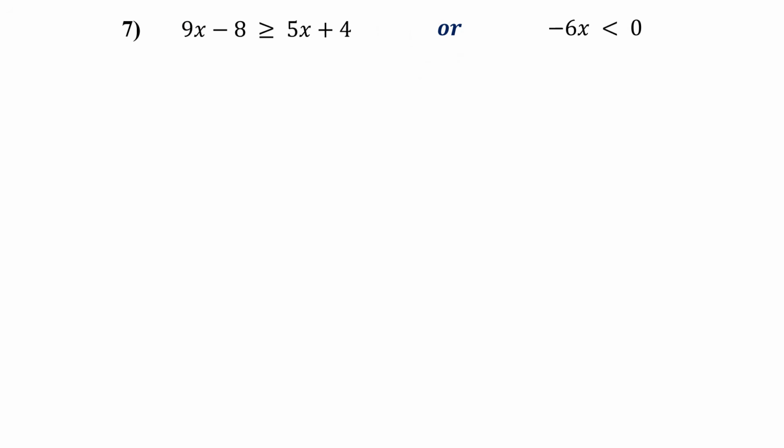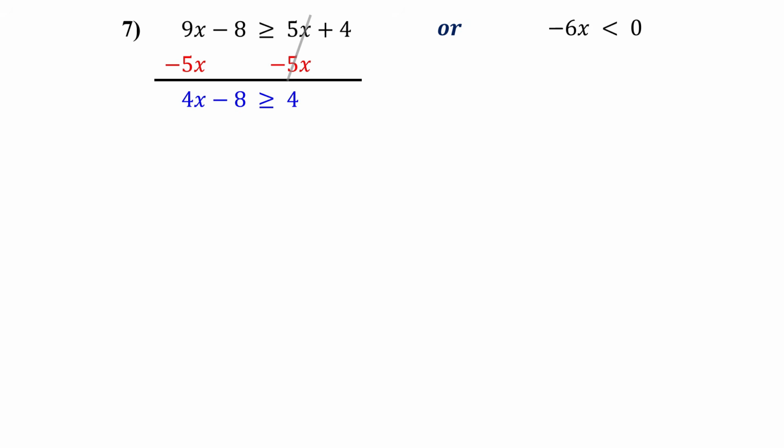As always, we start by solving each inequality separately. For the first one, we have variables on both sides. So we'll begin by collecting them on one side of the inequality. Let's collect them on the left by subtracting 5x from both sides. On the left, 9x minus 5x gives us 4x. On the right, the 5x's cancel out, leaving just 4.